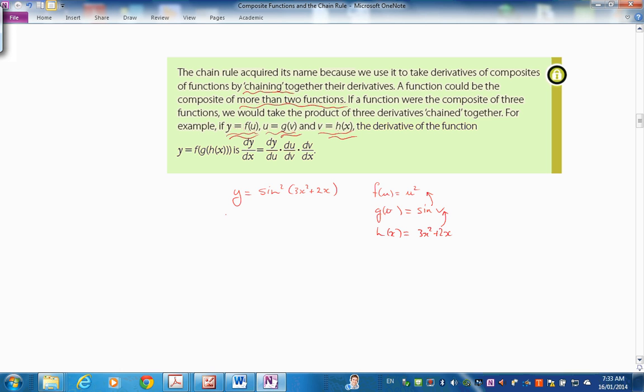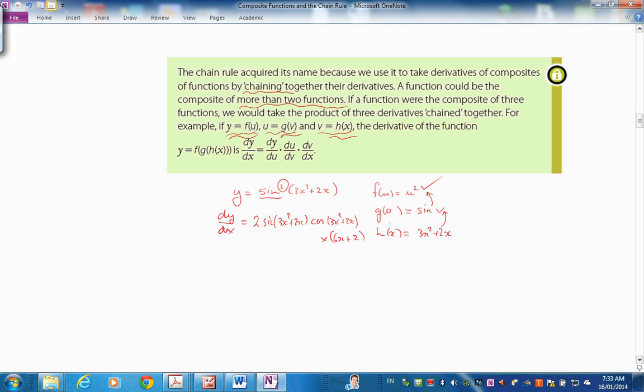Okay, so let's look at the derivative. We do all the pieces. So first of all, it's 2 sine 3x squared plus 2x. Just doing the power function here, the u. Now we must multiply by the derivative of the sine, which is cos 3x squared plus 2x. Derivative of sine is cos, remember. I've run out of room. Then we've got to multiply by the derivative of h, which is 6x plus 2.